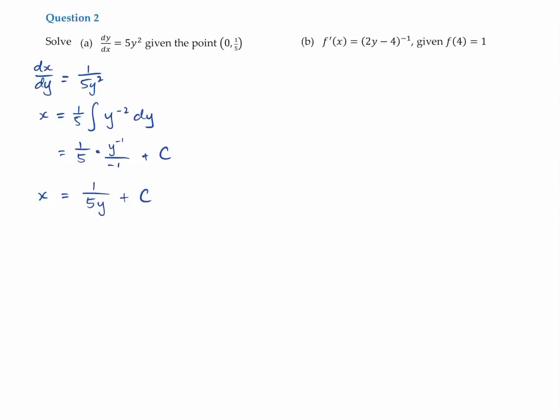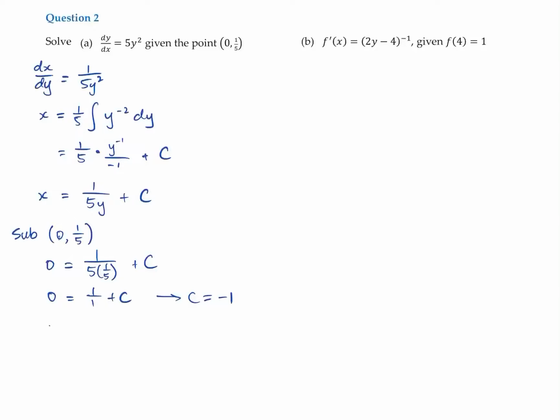Now, we could rearrange this and make y the subject, or we can find c now. I'm going to find c now to demonstrate that we can. It's probably the best thing to do in this case. The numbers work out nicely. So sub 0 comma 1/5, and we get 0 equals 1 over 5 lots of 1/5 plus c. Just be careful of the order. We've got x there and y there. That's 0 equals 1 over 1 plus c, and so c equals -1.